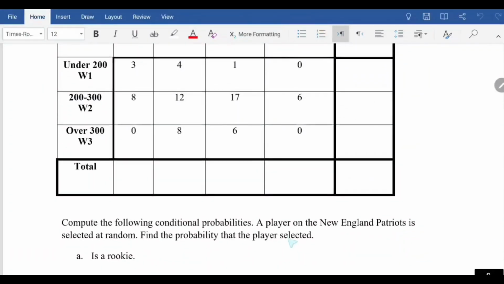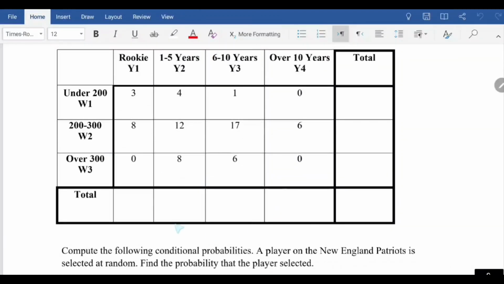And below over here, it says a player on the New England Patriots team is selected at random, and we have to find the probabilities in the case of different scenarios that will be given to us, right? So that's what this example is about. Now we see over here the frequency values given to us. These are not probability values. As you can see, most of these values are greater than 1.